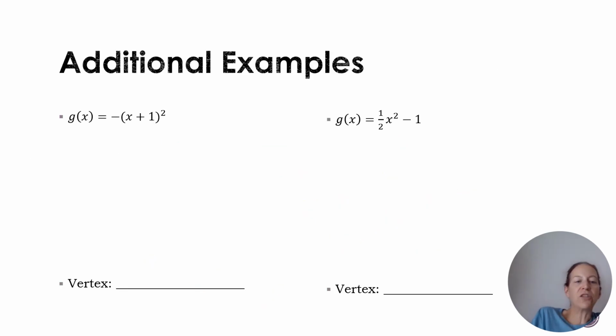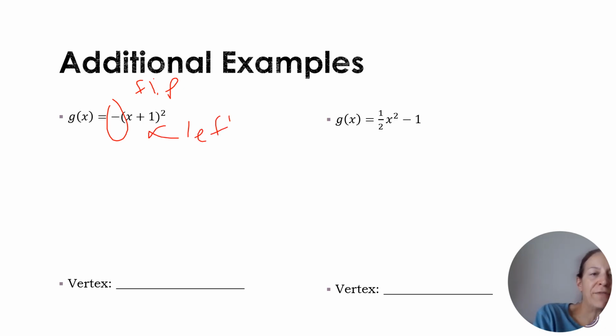Right, a couple of additional examples. This right here is going to flip it over. That actually does not have any impact on the vertex at all. This means it goes left 1. And so here's my sketch. I'm going to time myself. Here we go.